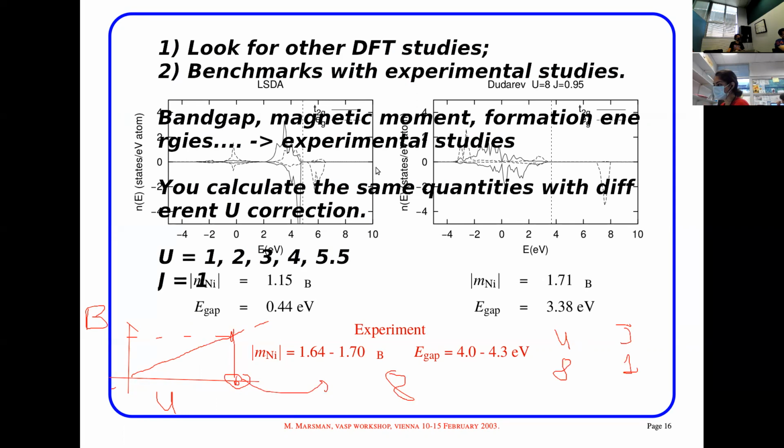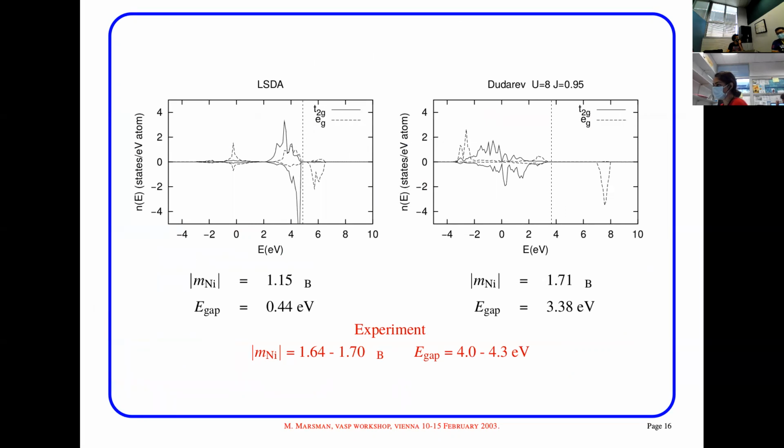you always first look for other DFT studies, if they already calculated it, and if they don't, then you check if you can tune the U and reproduce some strong experimental results. If there are no reference values, if there are no state-of-the-art values, then you go to experimental studies, yes. And you try to compare your DFT simulation with experimental values, and then you stop.